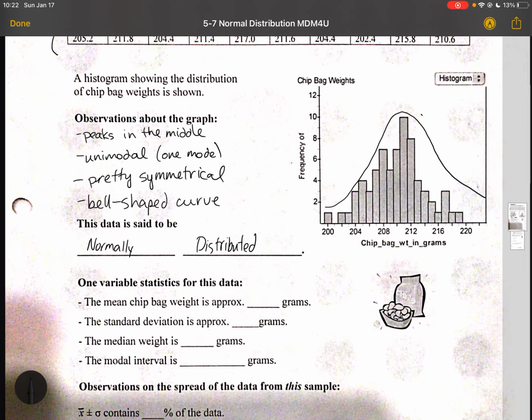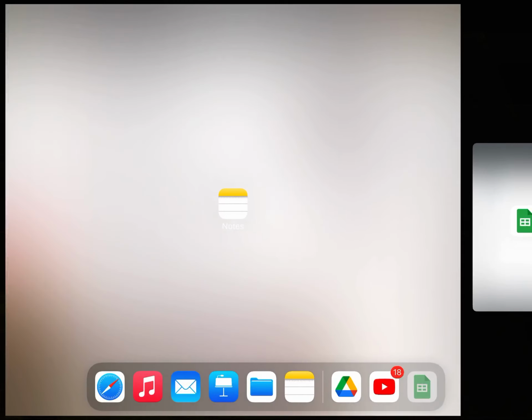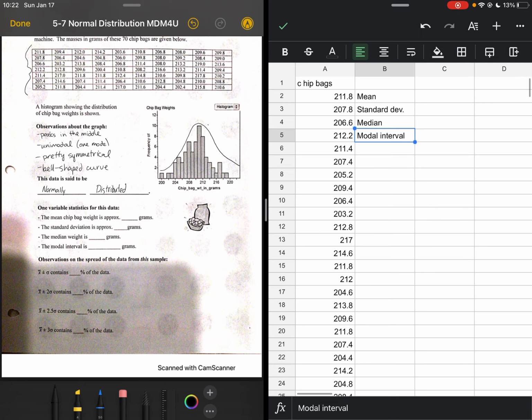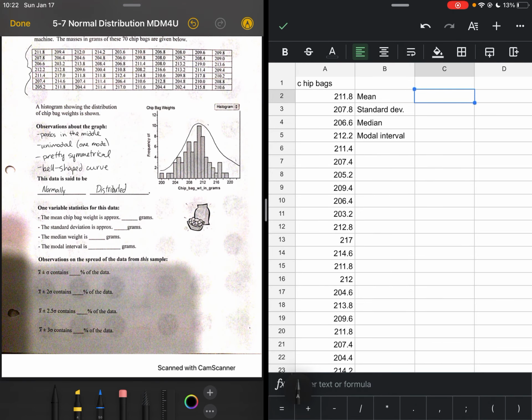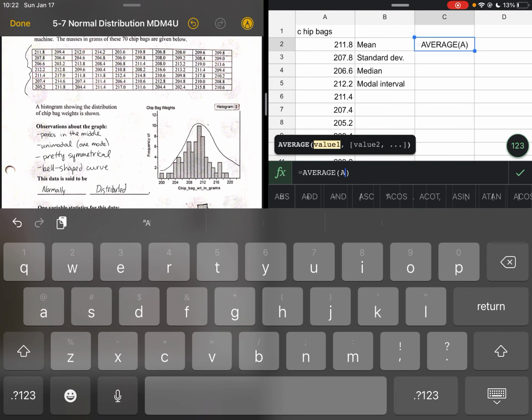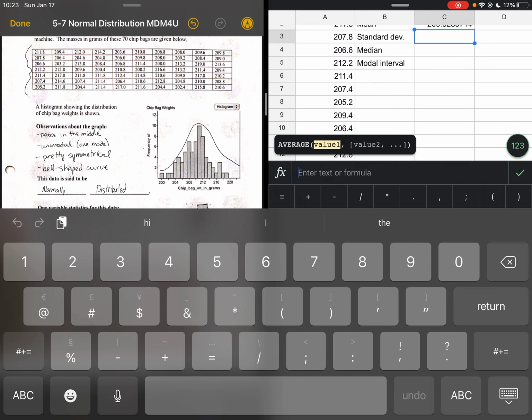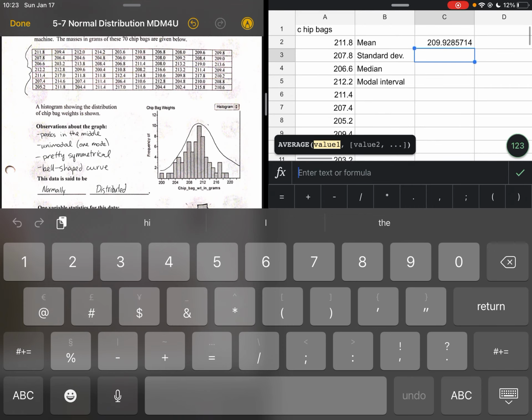So the first thing that we're going to do is calculate some other one variable statistics. So what I've done is I've typed all the weights into Excel or Google Sheets, and we're going to calculate some using our tool. So the mean chip bag. So let's type in here. We want average, and we're going to go from A2 to A71. And if I press enter, I can see my mean there.